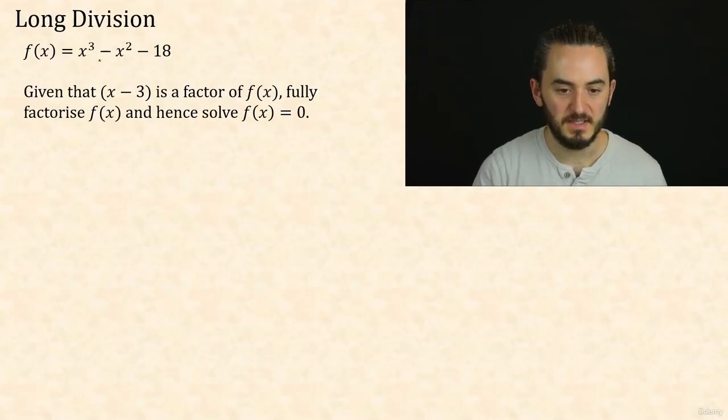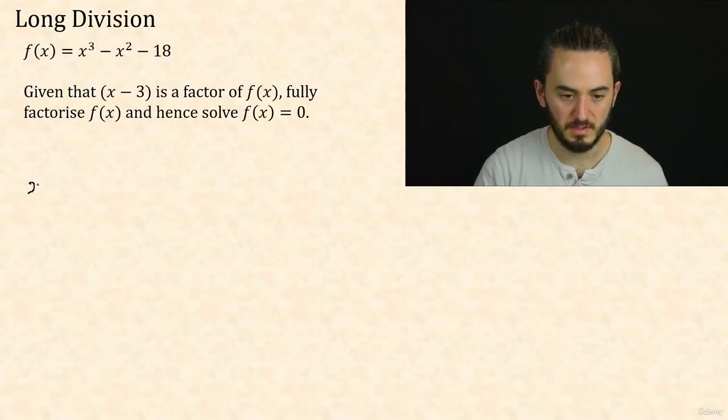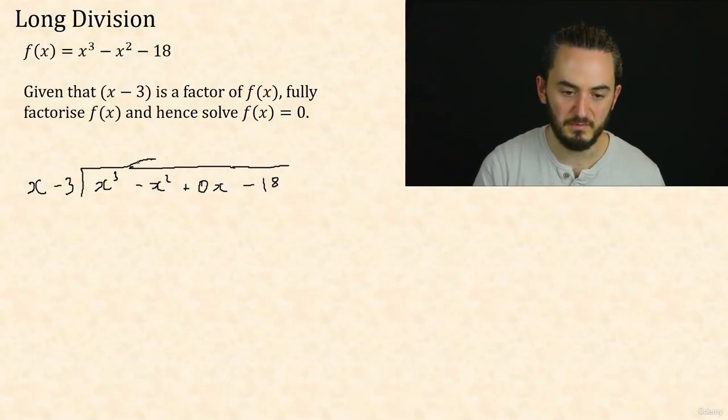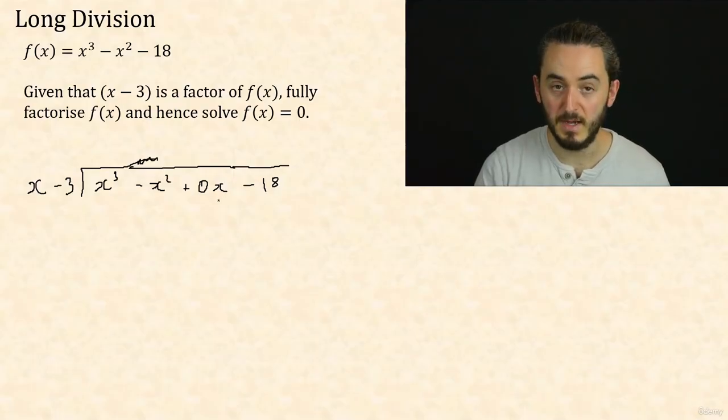Given that x minus 3 is a factor of f of x, fully factorise. In this one, the columns are super important. We're going to divide x minus 3 into x cubed minus x squared, leave a gap, and in fact I'd even write 0x here, minus 18. That's a slightly weird thing, but it's useful to keep the columns really perfect. So if you have no x's, write 0x.